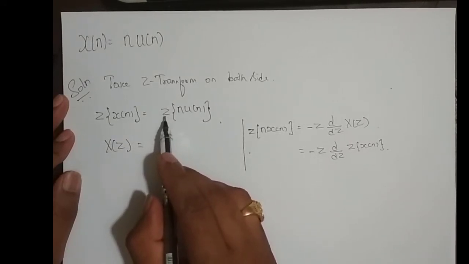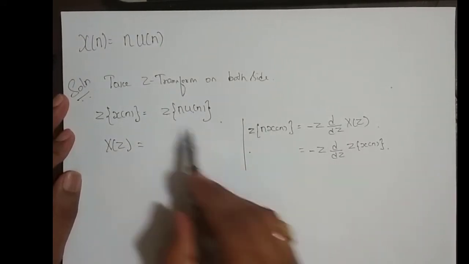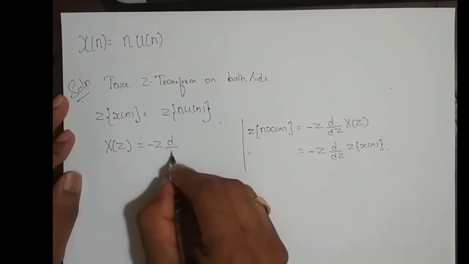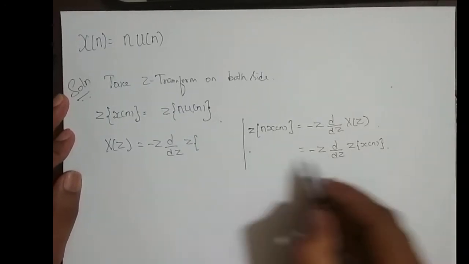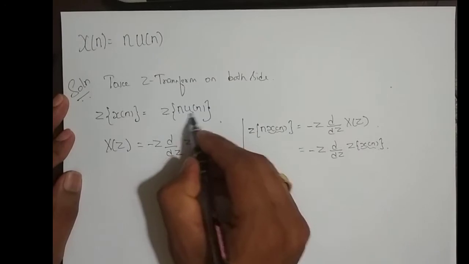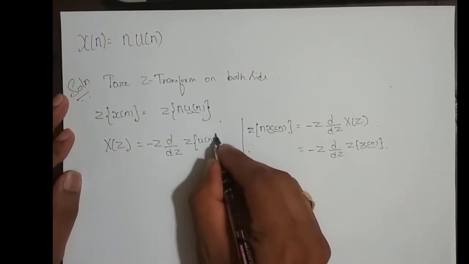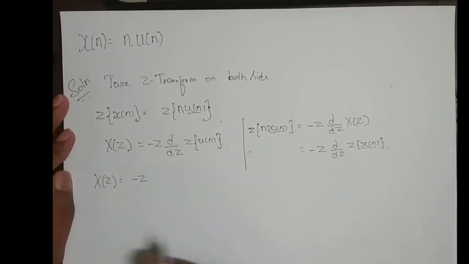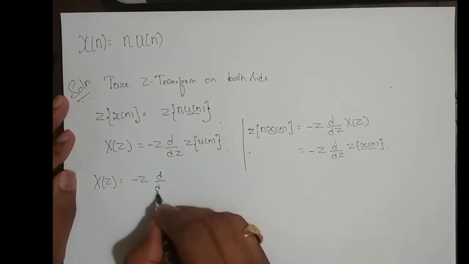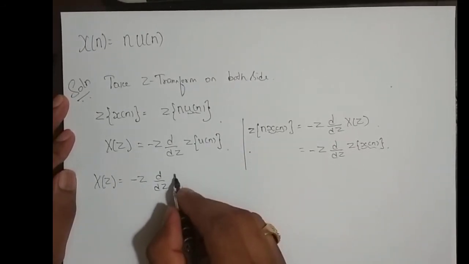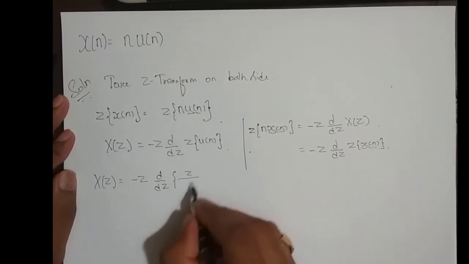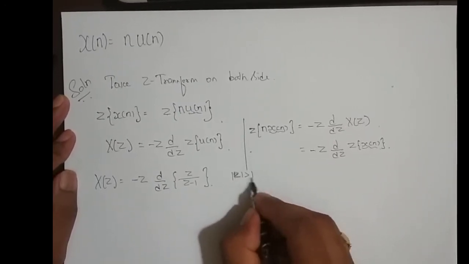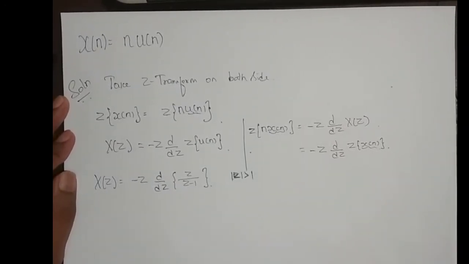Okay, now this is of the form Z transform of n into u of n, right? So if I compare this with this, what I can write is minus z into d by dz of Z transform of, here it is x of n, so here it has to be u of n, fine. Now X of z is equal to minus z into d by dz of, what is the Z transform of u of n? We know it, right? It is nothing but z divided by z minus 1, right? What is its ROC? ROC is magnitude of z is greater than 1, right?